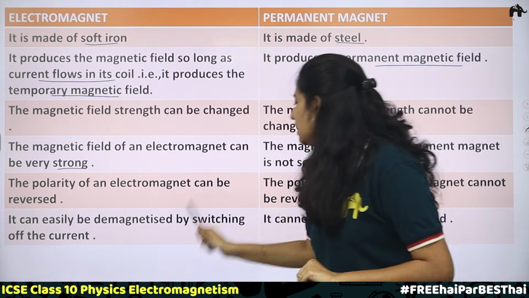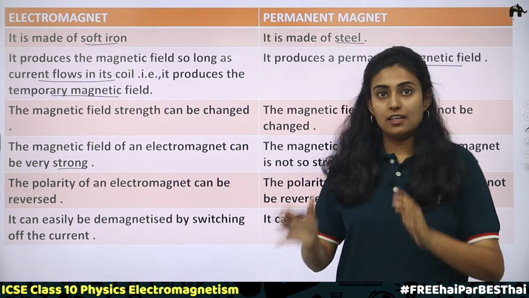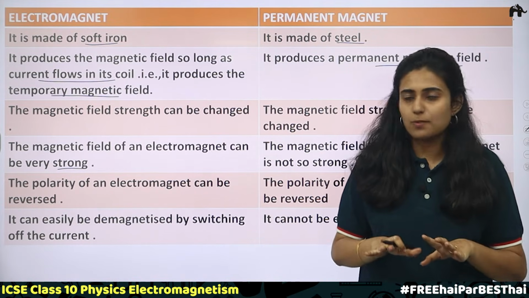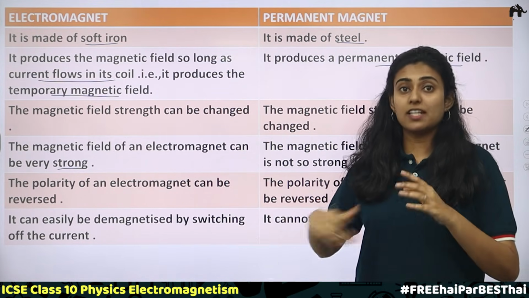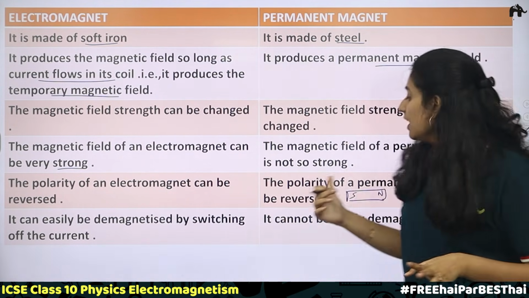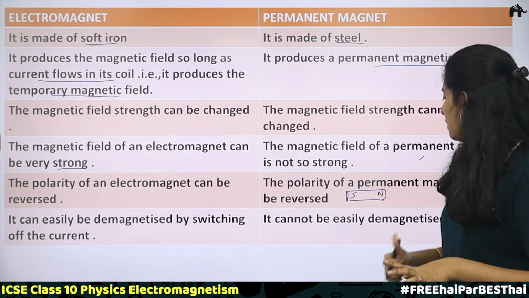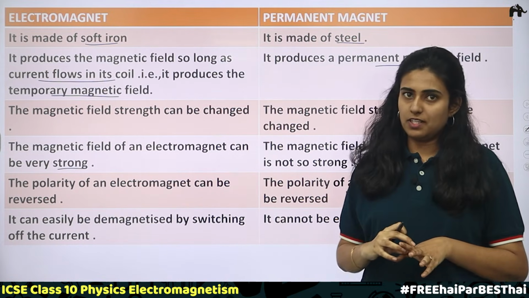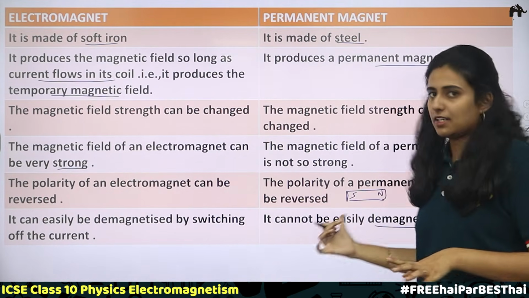An electromagnet can easily be demagnetized by switching off the current. It can act as a magnet only when current flows through it. When the current stops flowing, it gets demagnetized. The magnetic properties will get removed. Now, in the case of a permanent magnet, it cannot be easily demagnetized. You cannot remove the magnetic properties from the material which is magnetized.